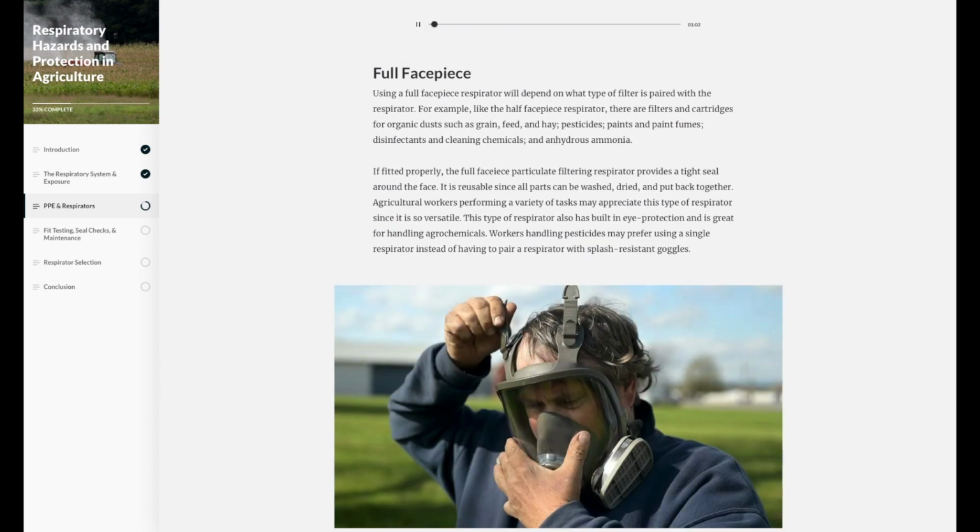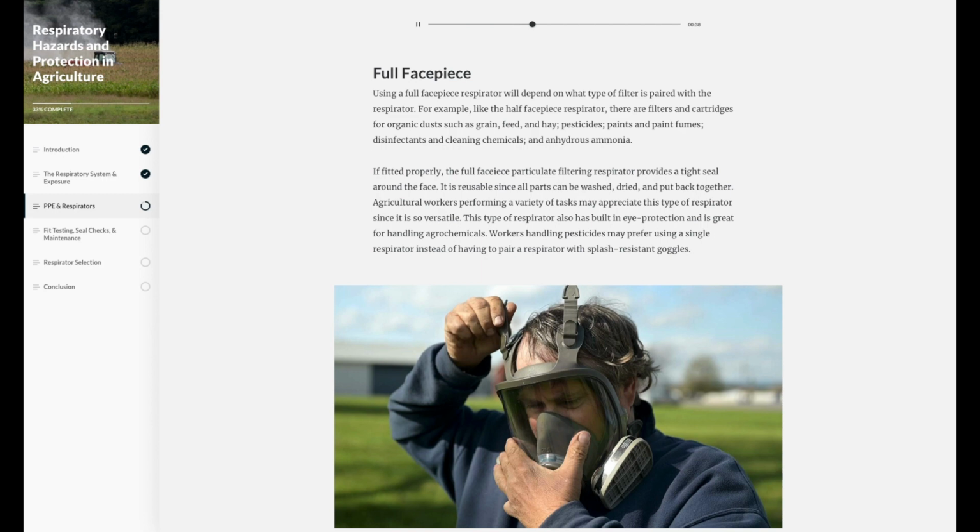Using a full face piece respirator will depend on what type of filter is paired with the respirator. For example, like the half face piece respirator, there are filters and cartridges for organic dusts such as grain, feed, and hay, pesticides, paints and paint fumes, disinfectants and cleaning chemicals, and anhydrous ammonia.